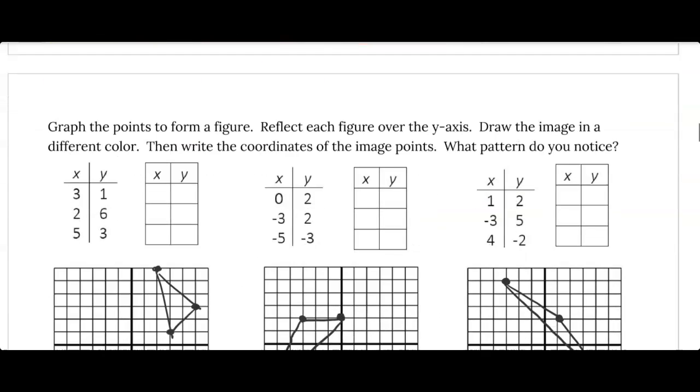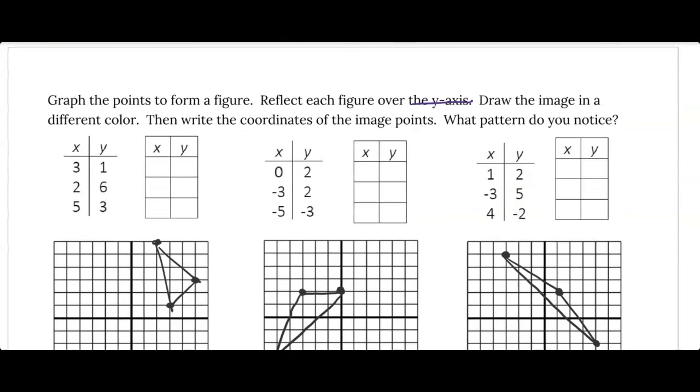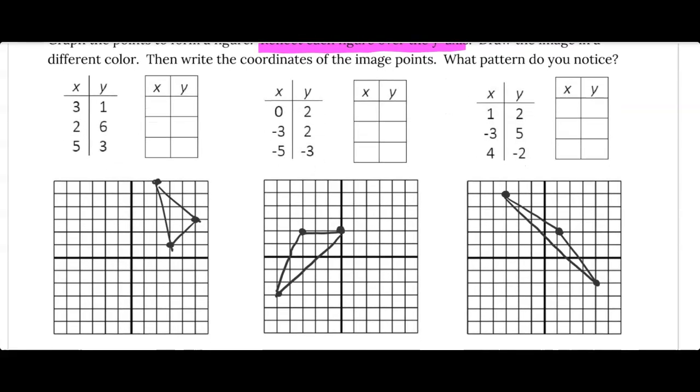Now let's see what happens when we reflect our figure over the y-axis. So I have drawn all the figures down there for you. And we're going to do the exact same thing. So I've plotted the points. Now I'm going to reflect over the y-axis. I'm going to count how far away each point is and then go that far to the other side. So this first point was 2, so it goes 2 over.